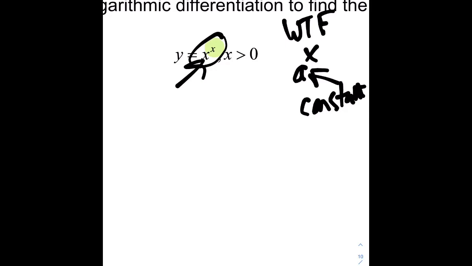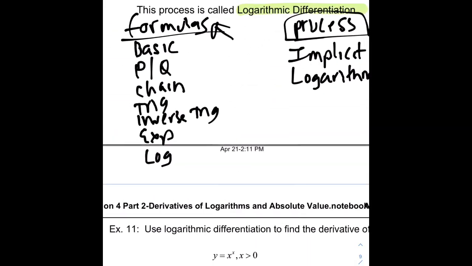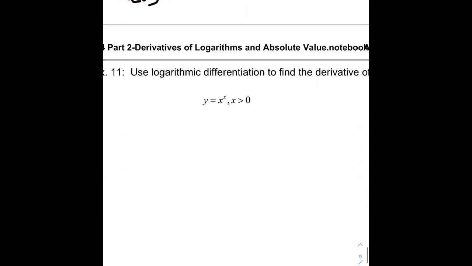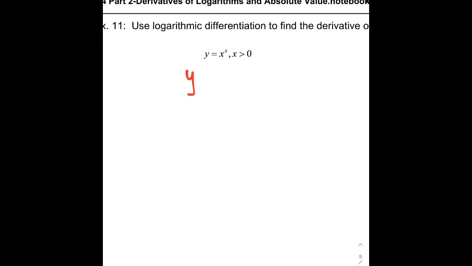So when I listed all of those ways that we differentiate, none of these apply in terms of formula. Basic doesn't apply. None of these apply. What is going to apply is logarithmic. Why? Because if I have y equals x to the x, I'm allowed to take a log of both sides.